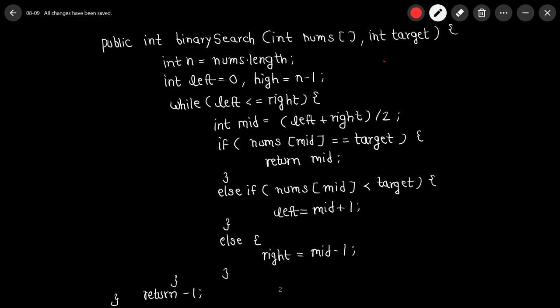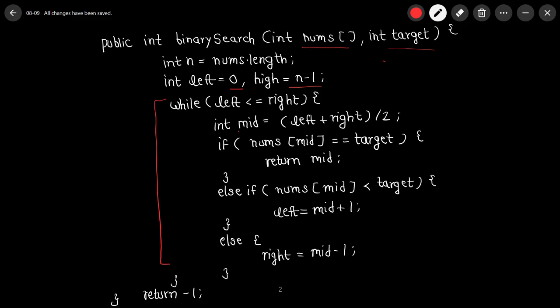So this is the code of binary search. We have two parameters, our nums array and our target value. We initialize our left and right pointers, as I told you, and we write this while loop.